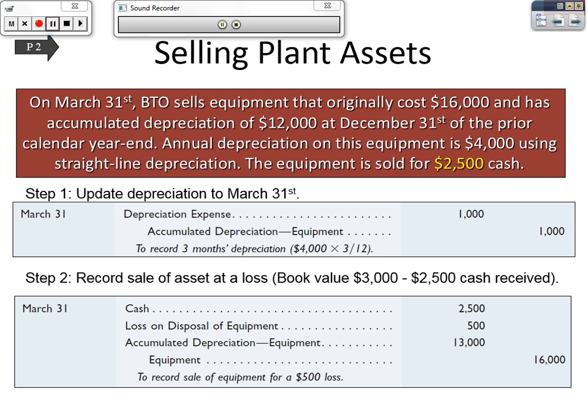In this case, we paid 16,000. It still depreciated 13,000, but now it has been sold for how much? 2,500. And so we know that it was worth how much? How much was it worth as of the date that we sold it? It was worth 3,000, but we only received 2,500 from it. So we record a debit to cash for what we received. We record the loss that we incurred, which was $500. We record the accumulated depreciation of 13,000, which was 12,000 plus the 1,000, and we record a credit to equipment for the full amount that we originally paid.